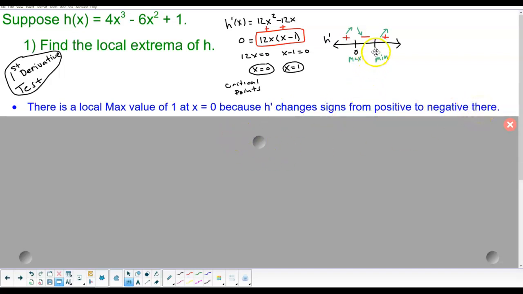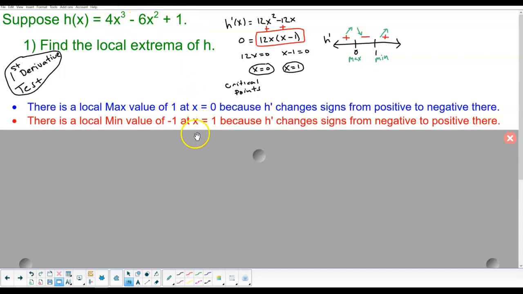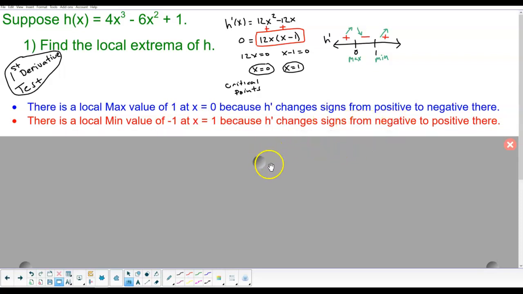So what if I plug 1 in? If I plug 1 in here, I end up with 4 minus 6 plus 1. So I can make my conclusion. There is a local minimum value of negative 1 occurring at x equals 1. So when I plug in 1, I got negative 1 as an output. That is the actual minimum value, and it occurs at 1. We know this because h prime changes signs from negative to positive there.